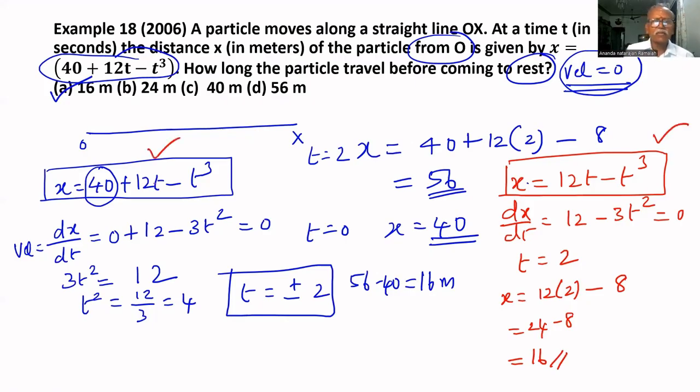For this equation, you have to find initially where it is. The constant is there. It means when t equal to 0, the particle is at 40 meters. Initially, it is at 40 meters. Now it is at 56. Therefore, what is the question? How long the particle travel? They are not asking the distance. We have to read the question carefully. How long the particle travel before coming to rest? Only 16 meters, because initially it is at 40. Now it comes to 56. How long the particle travel before coming to rest means 56 minus 40 equal to 16.